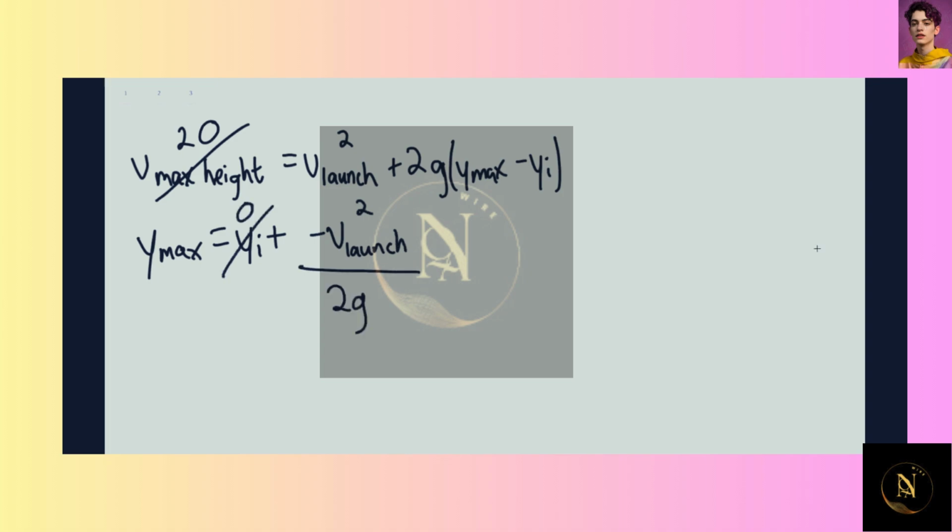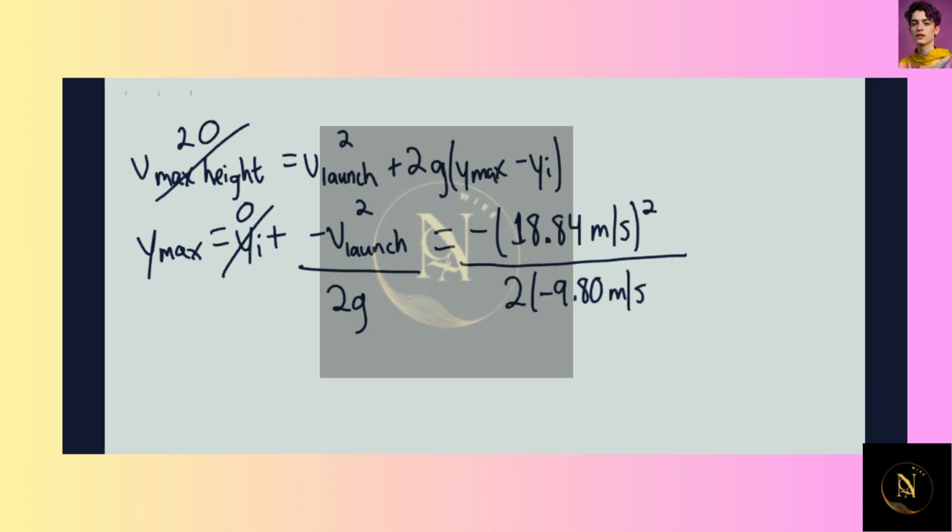The y initial is also going to equal 0 because we're starting from the ground, so this would be equal to 0 meters. And this would be equal to negative 18.84 meters per second quantity squared divided by 2 times negative 9.80 meters per second squared. And we find that the y max would be 18.1 meters. So this would be the maximum height reached.